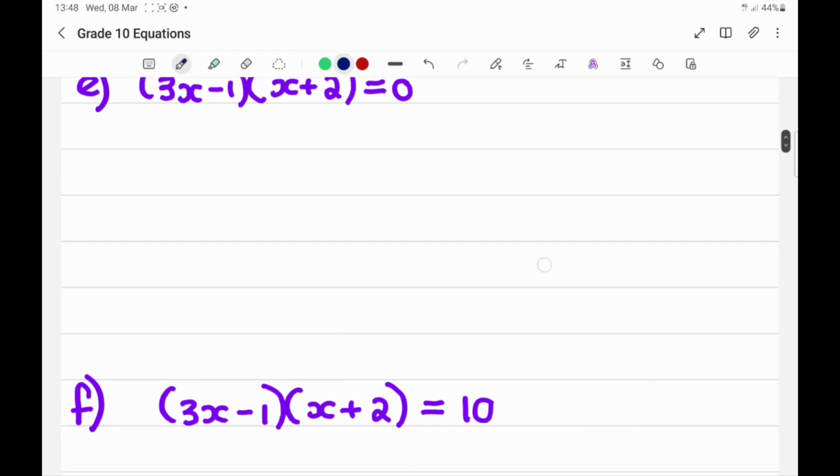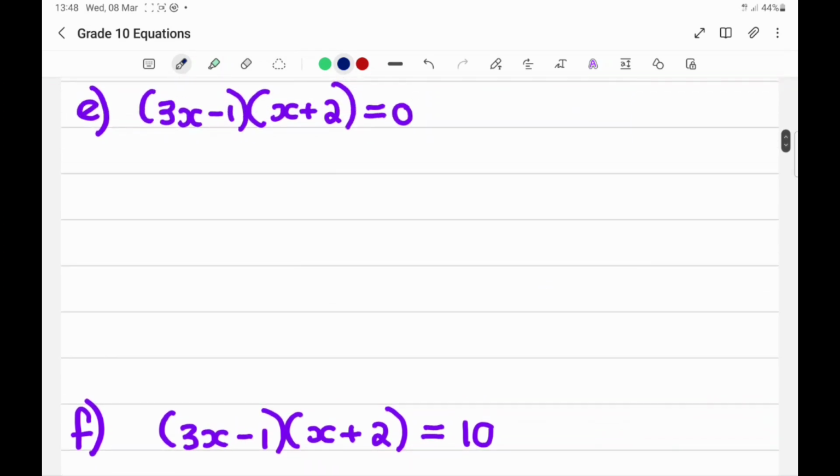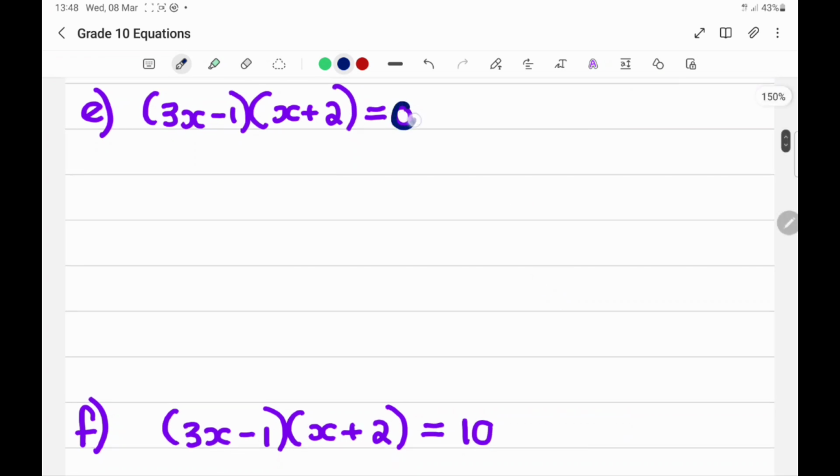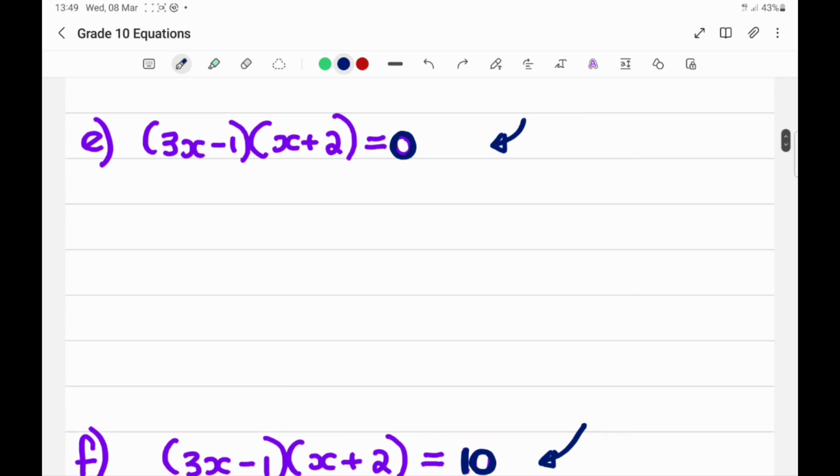Number E, I want to show you the difference between these two. Can you see this one is equal to 0? The number F here is equal to 10. So with this one, I can go ahead and make both equal to 0. This one, I can't say that 3x minus 1 is equal to 10 and x plus 2 is equal to 10. Okay, it doesn't work like that. You have to equal it to 0. They call it the zero product rule or something like that. Okay, so with this one, you can go ahead and say that each bracket is equal to 0.